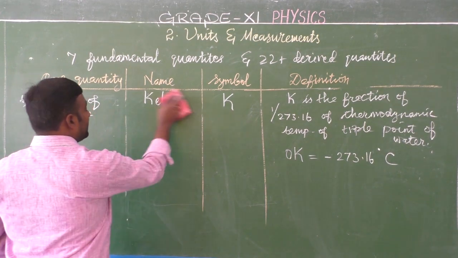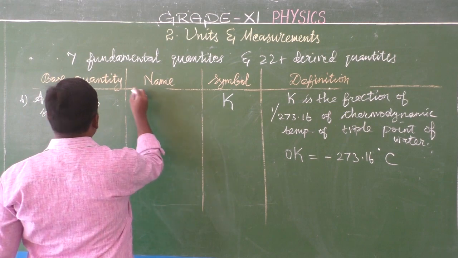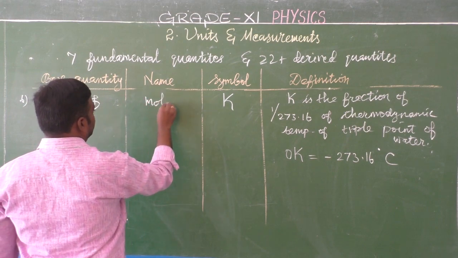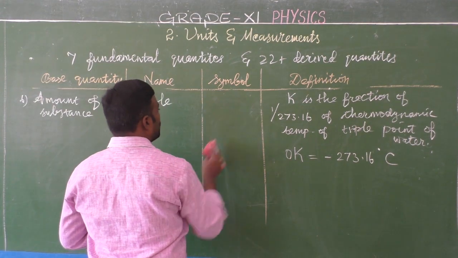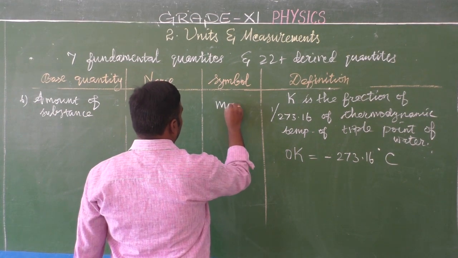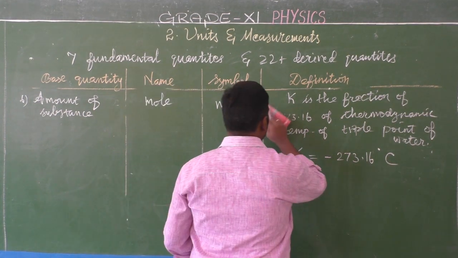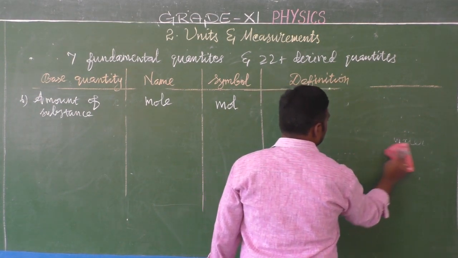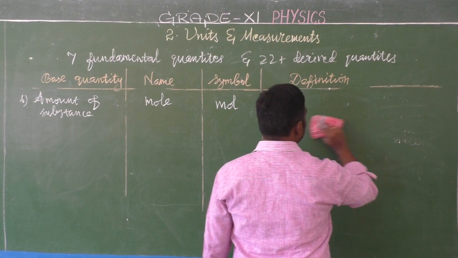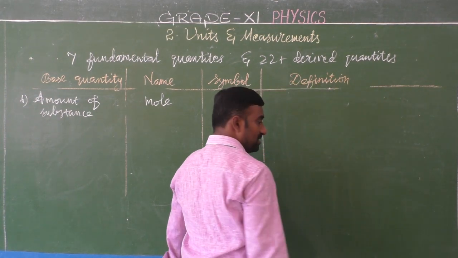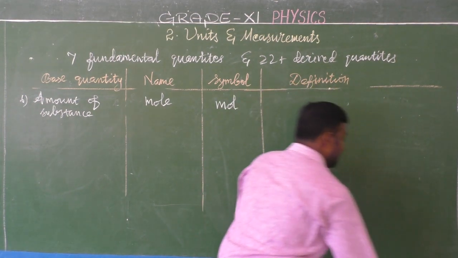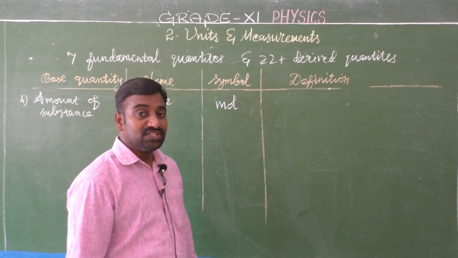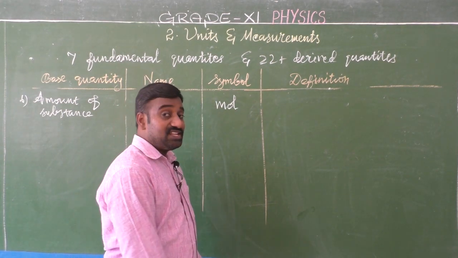The amount of substance is defined; the SI unit of the amount of substance is mole, and the symbol is mol. So what is a mole? 1 mole of oxygen reacts with 2 moles of hydrogen to become water. We have studied that. So what is a mole? Chemistry mostly uses it. Molarity differs from it.